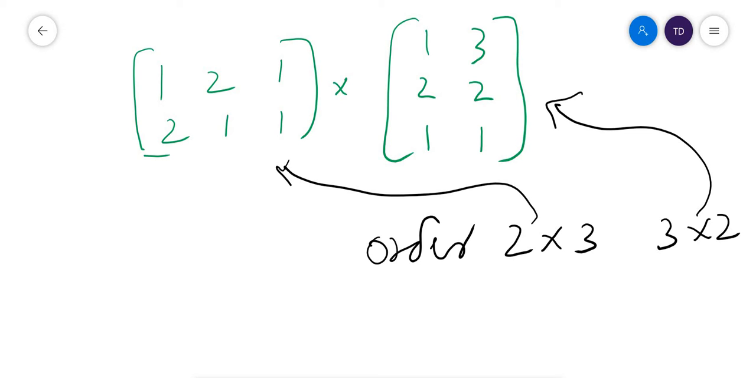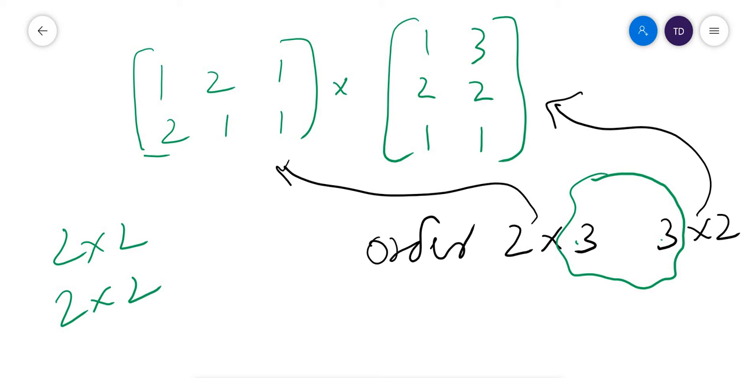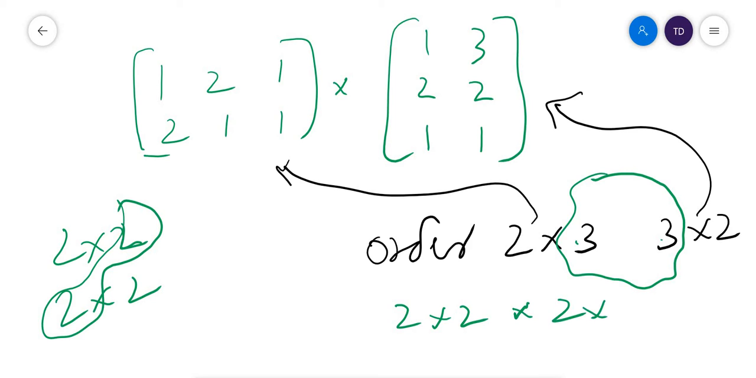Then 2 by 3 into 3 by 2. See, these two must be the same, then only you can multiply. Here 3, here 3. The first one was 2 by 2 and 2 by 2. We have already done multiplication, right? There also, these two are the same. 2 by 2 into 2 by 2, this 2 must be the same. Again, you can multiply 3 by 3 and 3 by 3 because these two are the same. So then only you can multiply.